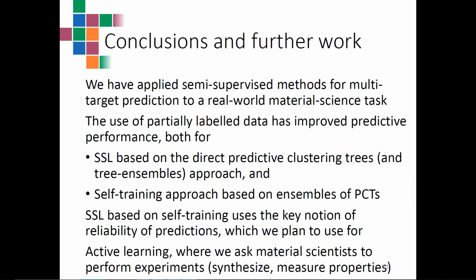Okay, so to summarize, we have applied semi-supervised methods for multi-target prediction to a real-world material science task, and we have improved the predictive performance, both for the case where we used self-training and for the case where we use this elegant generalization of decision trees. And this ties very nicely to active learning, although we have not done active learning so far. But you will remember in self-training, a key notion is this notion of the reliability of the predictions, which at a certain stage are deemed to be labeled. Now, in active learning, we can precisely ask to check actually the properties of those examples. And in this case, we can really move them to the labeled ones with full confidence, rather than making the assumption that they are fully labeled.